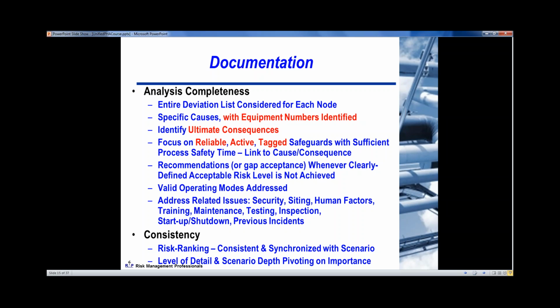Also, consistency with risk ranking, making sure the safeguards are consistently credited, and also the ultimate consequences have a consistent severity ranking, and it's clear what the ultimate consequence is. And we'll be providing some more examples in a minute. Also, the level of detail and scenario depth. If you're documenting a HAZOP study, how much detail you provide in that scenario description should be somewhat commensurate with the complexity, the level of importance, or the risk levels associated with that scenario.